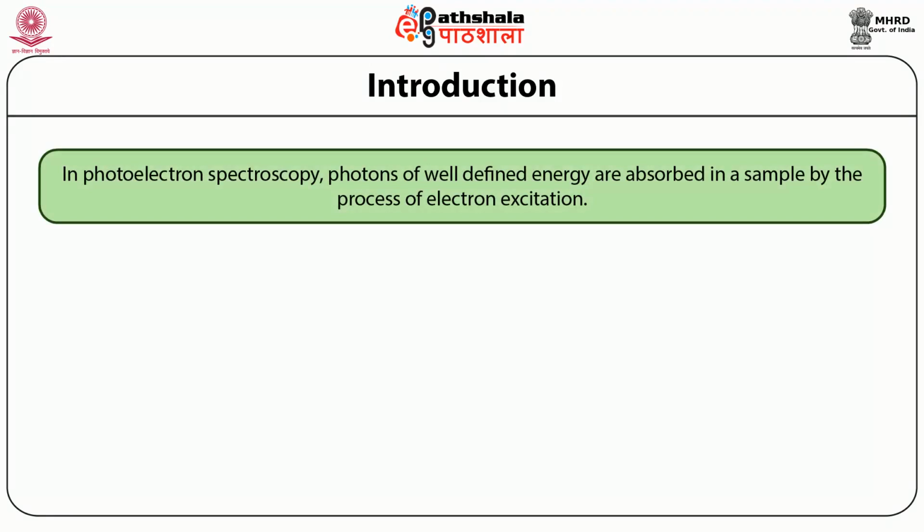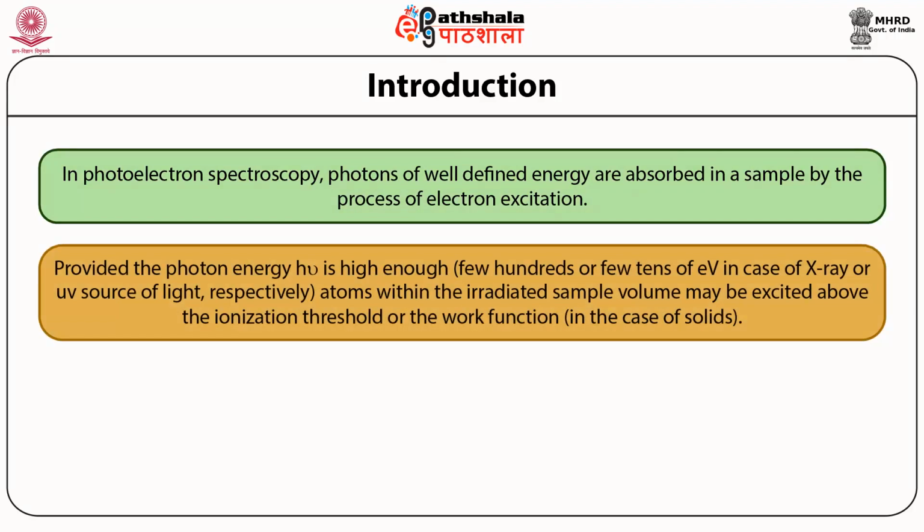In photoelectron spectroscopy, photons of well-defined energy are absorbed in a sample by the process of electron excitation. Provided the photon energy h nu is high enough, that is a few hundreds or a few tens of electron volts in the case of X-rays or UV sources of light respectively, atoms within the irradiated sample volume may be excited above the ionization threshold, or the work function in case the specimen is a solid sample.